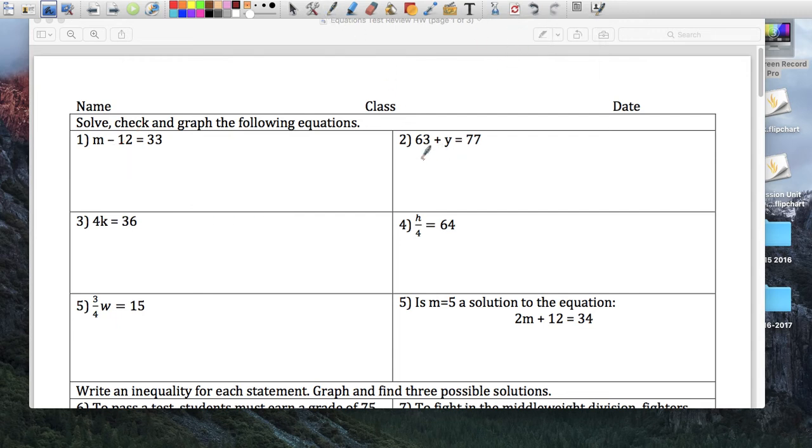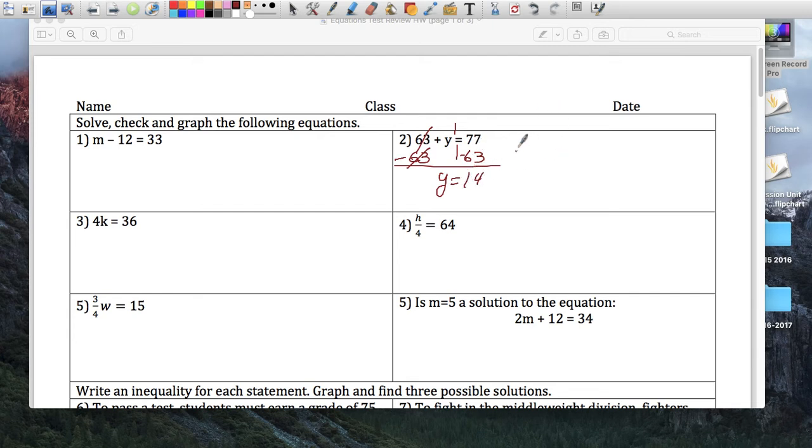Okay, so it's an addition equation here. I'm going to split this in half again. I'm going to get rid of this constant, 63, not 77. I want to isolate my variable. I want to have y all by itself here, so I'm going to go minus 63, minus 63. If I do that, this 63 and this 63 will disappear because they equal 0. The y will come down. And on this side, 77 minus 63 is 14.